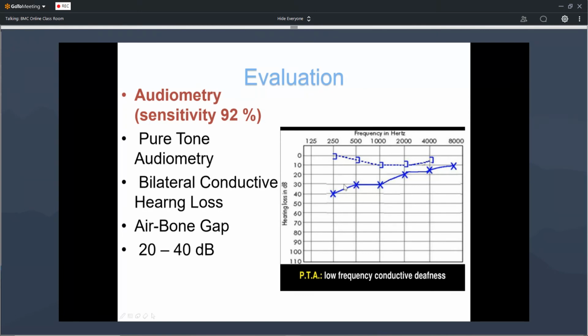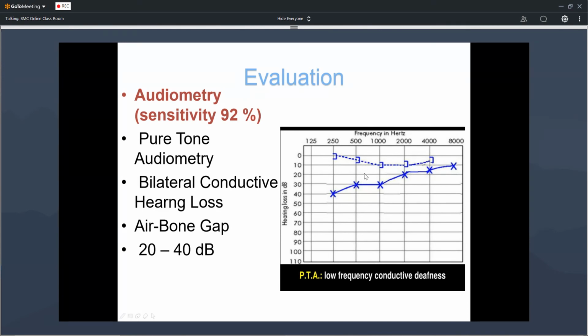If a patient has conductive hearing loss, the bone conduction will remain at 0 decibels, but the air conduction thresholds will increase. If you observe here, the air conduction thresholds are increased in the lower frequencies. This is called the air-bone gap. This is the bone conduction, this is the air conduction, and you can see the air-bone gap. If you see an air-bone gap in the pure-tone audiometric graph, that means it is a conductive type of hearing loss.